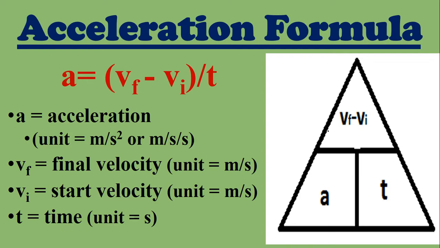So if you place it in the triangle, at the top you're going to have Vf minus Vi. That's something you have to do before you do any calculation. t is going to be at the bottom because you're dividing them, and a is also at the bottom as well. Remember, numbers that are on top of each other you divide, numbers next to each other you multiply. We're going to apply these in 3 examples in a moment.